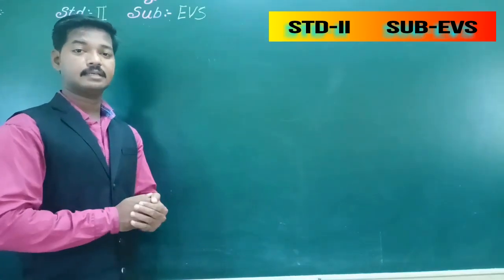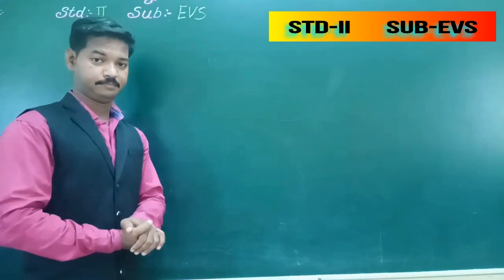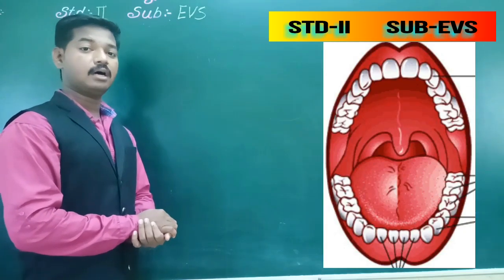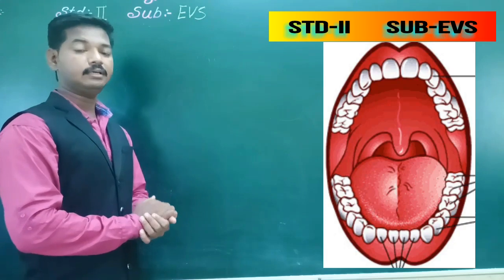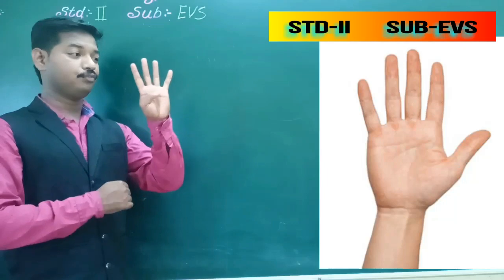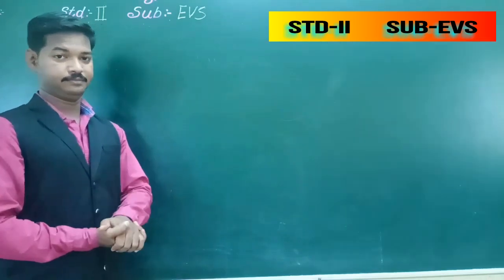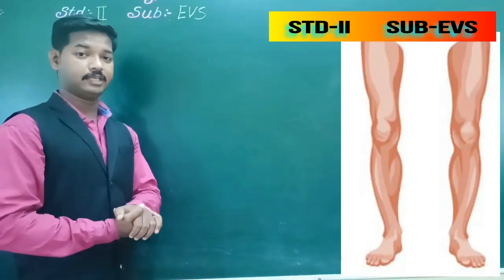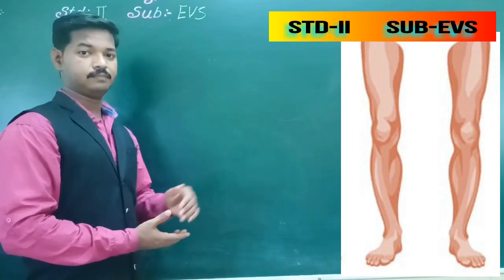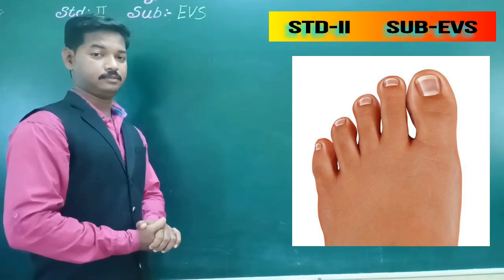Our ears and nose grow throughout life. Our mouth has two lips and a tongue. There are many teeth in our mouth. We have two hands. There are four fingers and one thumb on each hand. We have two legs. Each leg has a thigh, knee and foot. There are five toes on each foot.